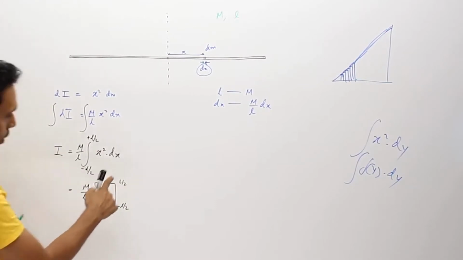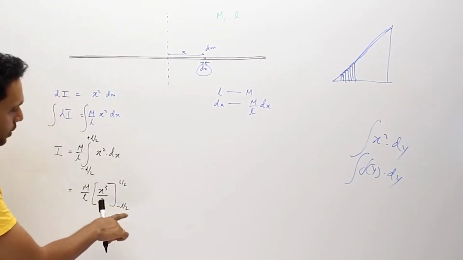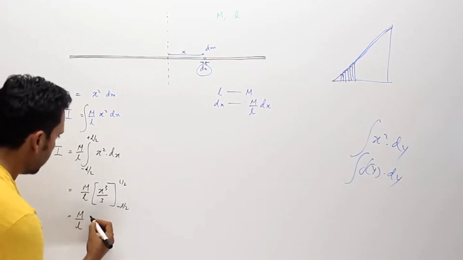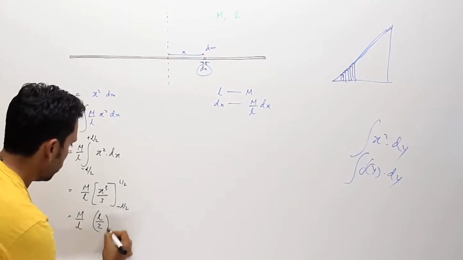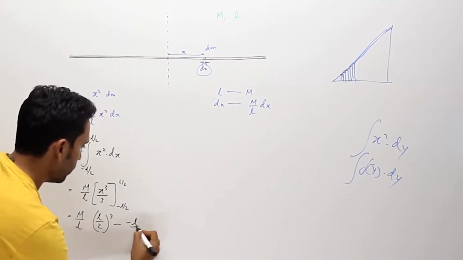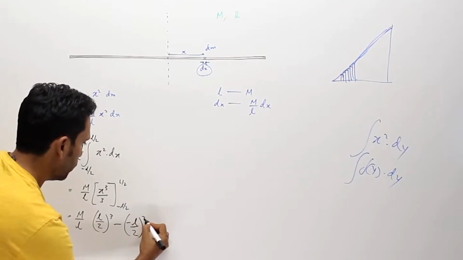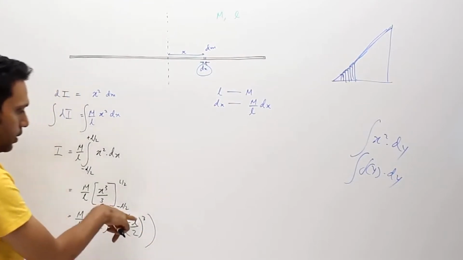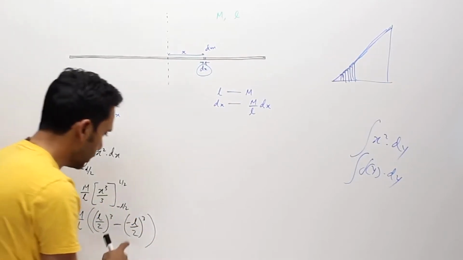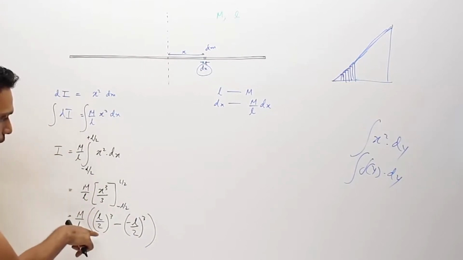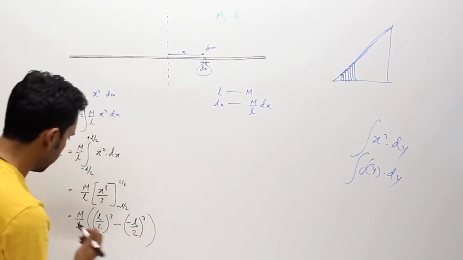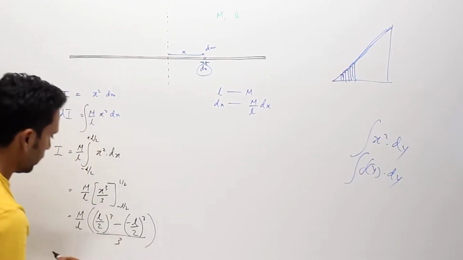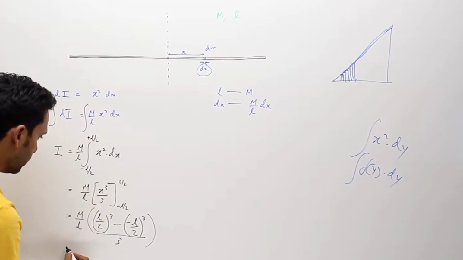So you replace your x with L by 2 and minus L by 2 and do a subtraction of them, and what you get is m by L times (L by 2) whole cube minus (minus L by 2) whole cube. So that minus of minus, the cube retains the minus, so it becomes a plus. So you get L cube divided by 8 over there, and the 3 was already there. So I'll just put the 3 outside over here, so that you can relate it straight away.